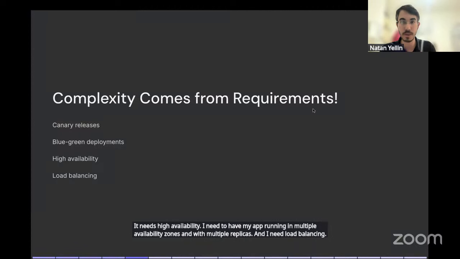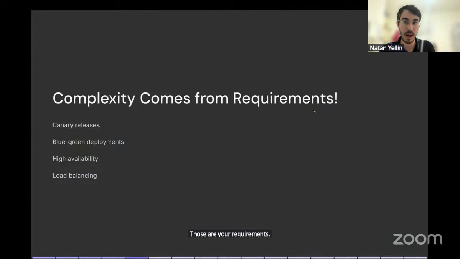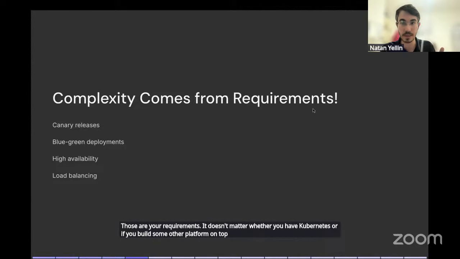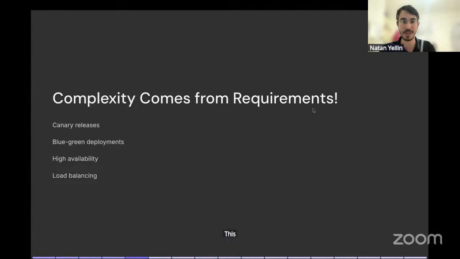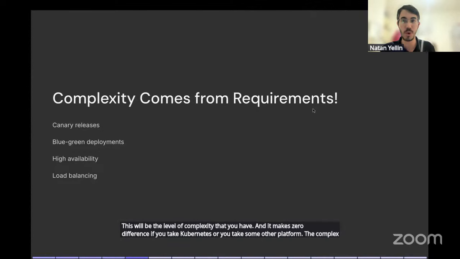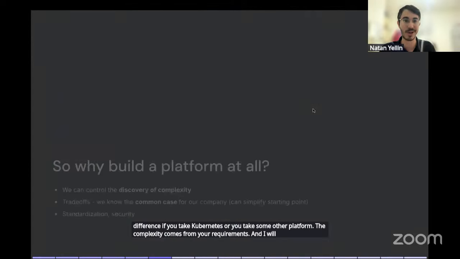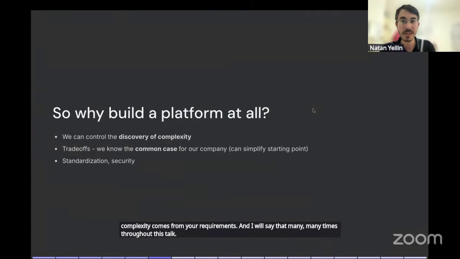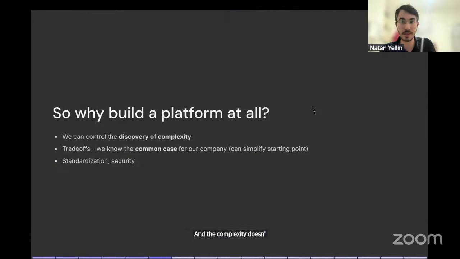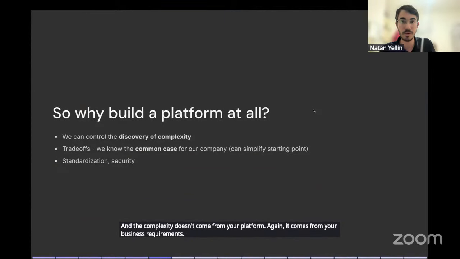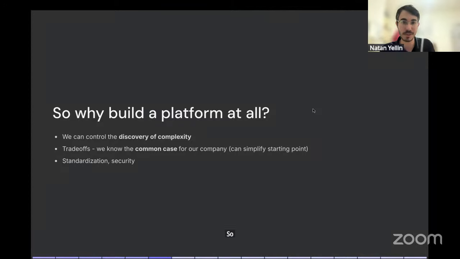Those are your requirements. It doesn't matter whether you have Kubernetes or if you build some other platform on top. If these are your requirements, this will be the level of complexity that you have, and it makes zero difference if you take Kubernetes or some other platform. The complexity comes from your requirements, and I will say that many times throughout this talk. The complexity doesn't come from your platform. It comes from your business requirements. So if the complexity comes from your business requirements, why build a platform at all? Like, why bother?